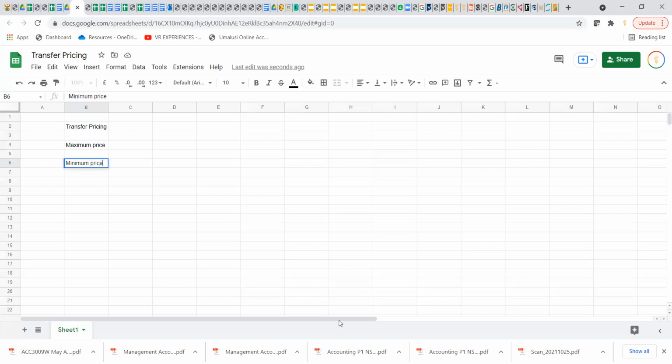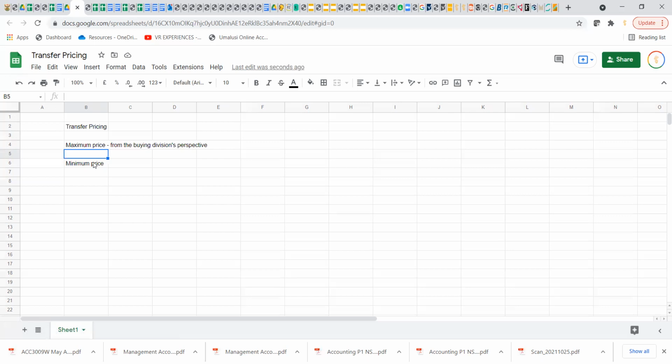Now, the maximum price is from the buying division's perspective. So why does this make sense? The buying division wants to have a price in mind. So from the buying division's perspective, they will want to know what is the maximum price they are willing to pay. Anything beyond that price, they won't buy it from. They won't be happy to buy it from the internal division.